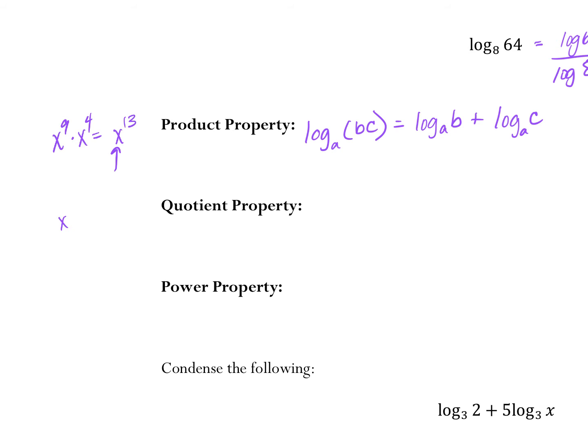All right, what if I gave you x to the 9th divided by x to the 4th? We would subtract the exponents, yeah? So if I gave you log base a of b divided by c, we could write that as log base a of b minus log base a of c. This is just different ways we're allowed to rewrite things.